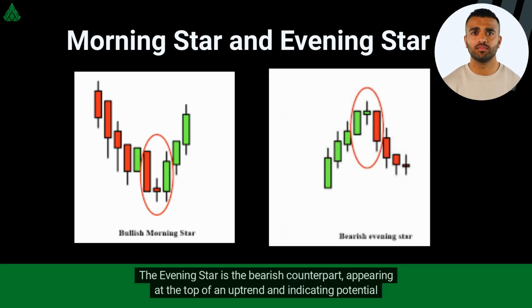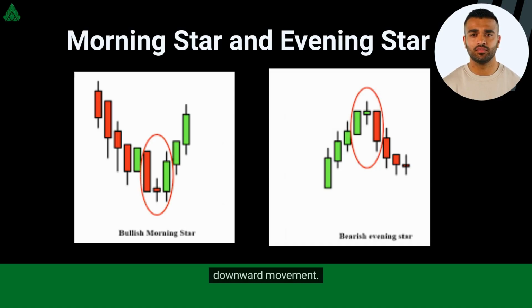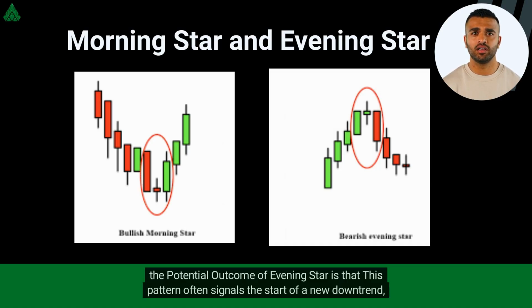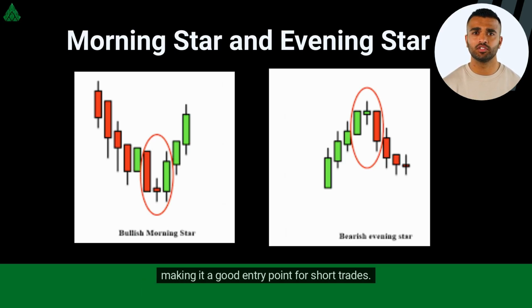The evening star is the bearish counterpart, appearing at the top of an uptrend and indicating potential downward movement. The potential outcome of evening star is that this pattern often signals the start of a new downtrend, making it a good entry point for short trades.